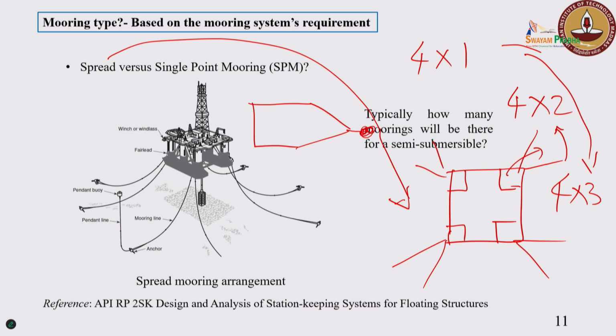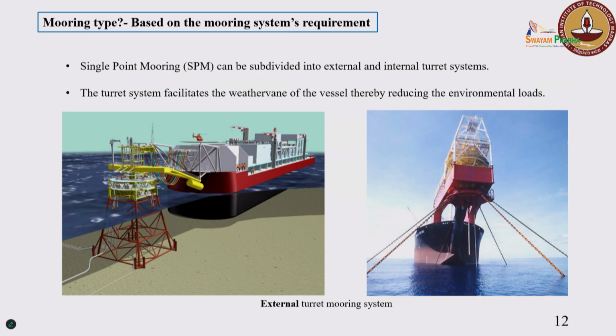So we will see some figures, so that can give some quick clarity. All these things are single point mooring, correct. You can see you have a floater and this is connected, and only a single point connection is there, correct. So this is also a single point mooring, correct. In that there are two types, basically external turret and internal turret.